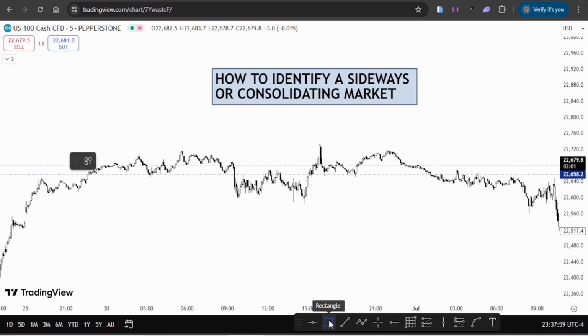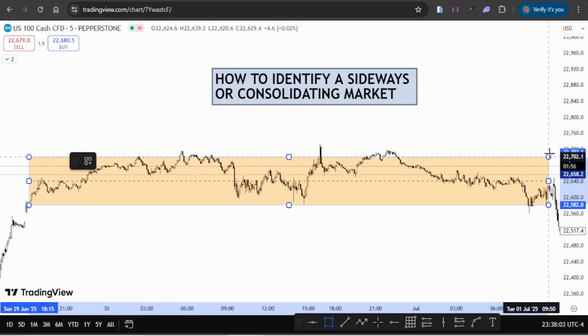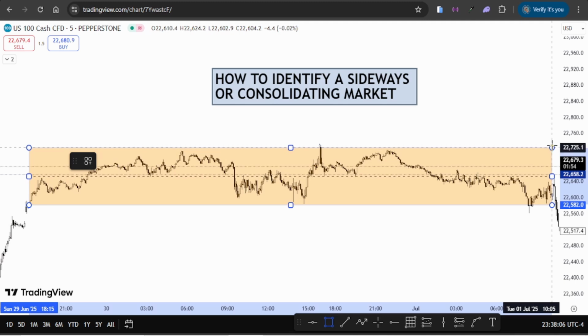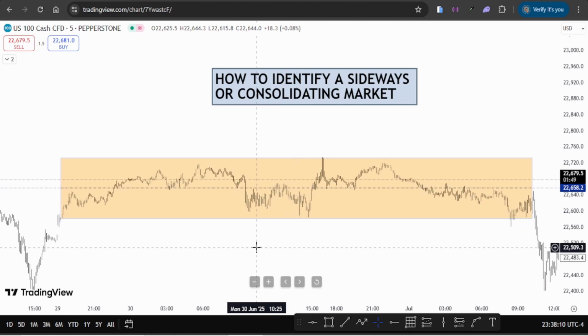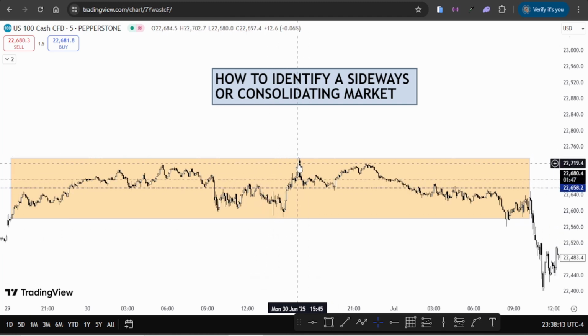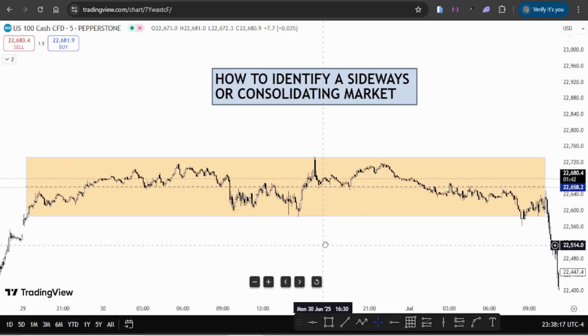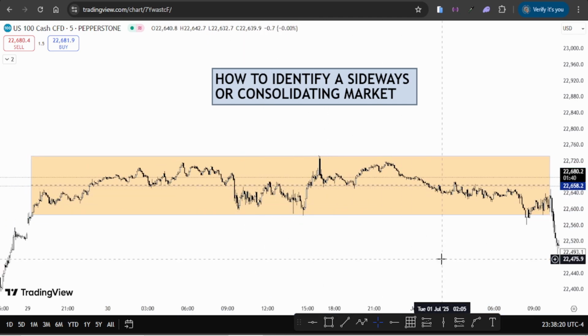You can either use the rectangle tool and mark out the box. As you can see, I marked out the high and the low of this box. I used this high and this low to mark my box, and as you can see, the market is consolidating and smart money is building orders, and nobody knows where this market is going. So it is best to stay out of the market when it is consolidating.